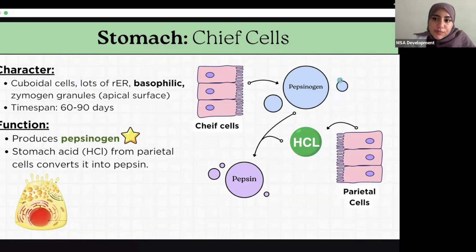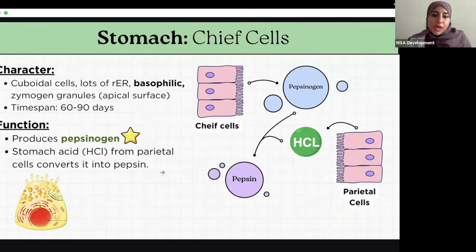And pepsinogen, as we just said before, what activates pepsinogen? Pepsinogen is an inactive enzyme. Once you've activated it, it turns into pepsin. So pepsinogen turns into pepsin after HCl is produced by parietal cells. Chief cells and parietal cells work in sync to increase the acidity of the stomach. And this is very, very important. It has a star next to it.